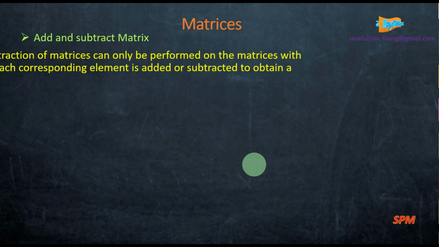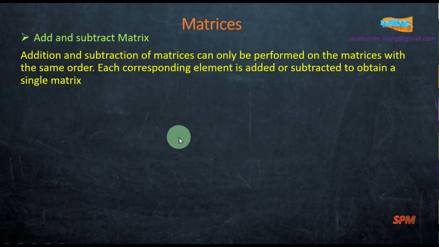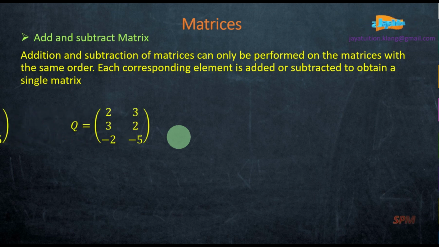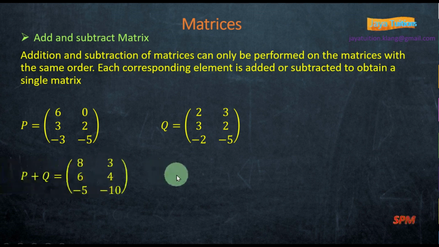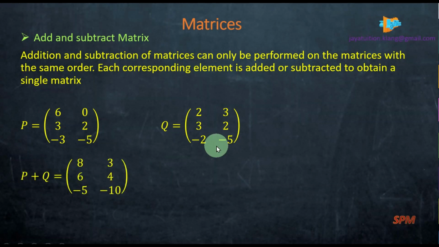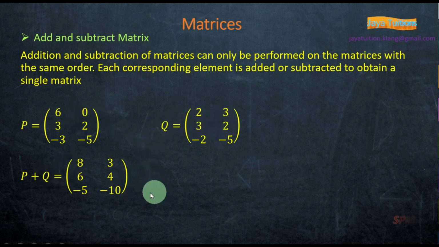How do we add and subtract matrices? Addition and subtraction of matrices again requires the same order. So each element will be added to or subtracted from the corresponding element. For example, here you have matrices P and Q. We want to find out the value of P plus Q. We want to add P with Q. So 6 will be added with 2, 0 will be added with 3 and so forth. So 6 plus 2 becomes 8, 0 plus 3 becomes 3, 3 plus 3 becomes 6, 2 plus 2 becomes 4, negative 3 plus negative 2 will become negative 5 and negative 5 plus negative 5 will become negative 10.